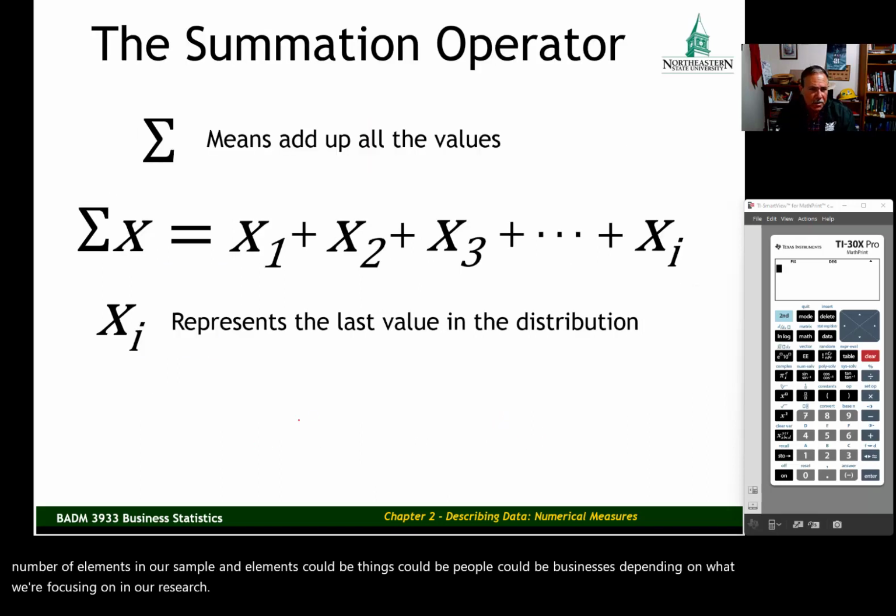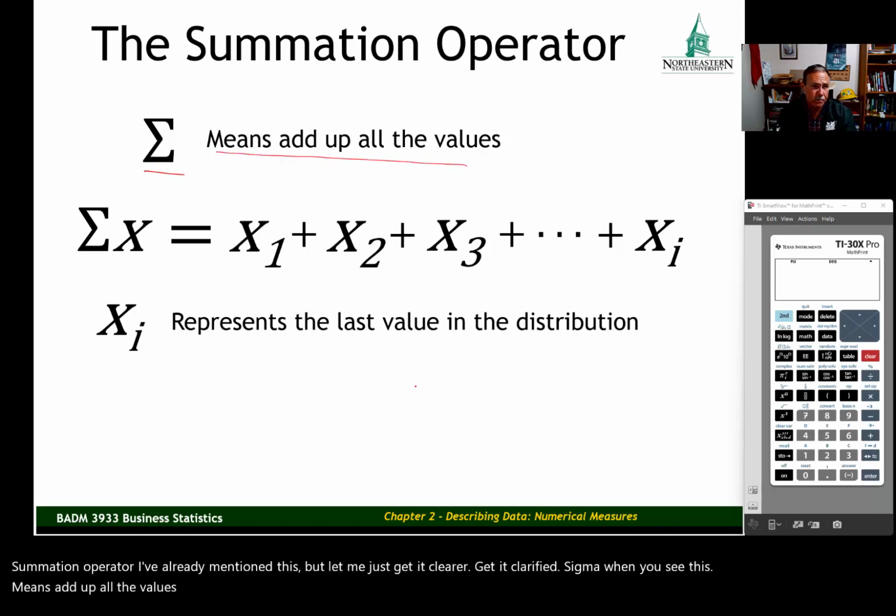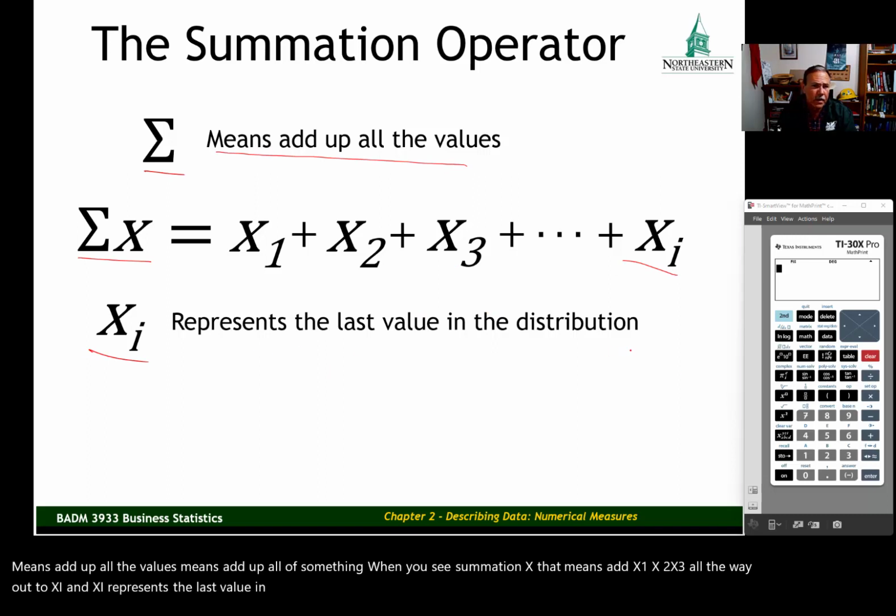Summation operator. I've already mentioned this, but let me just get it clarified. Sigma, when you see this, means add up all the values, add up all of something. When you see summation x, that means add x1, x2, x3, all the way out to xi, and xi represents the last value in the distribution.